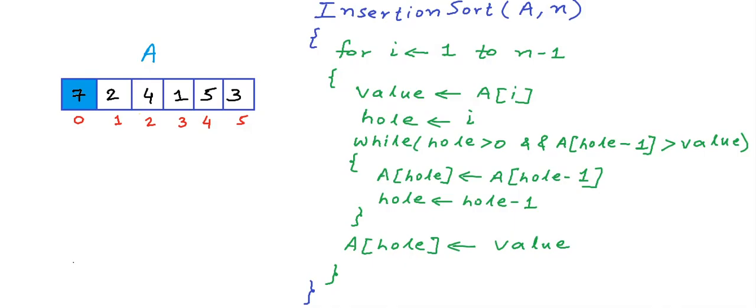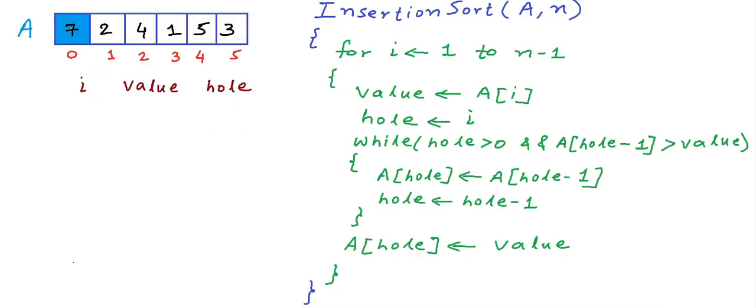I'll quickly walk you through this particular code and show a simulation with this particular example. So we are running this code with this particular array. We will start with i equal 1. So value will be 2 and hole will be index 1. And now we come to the while loop. Hole is not 0, so we can be sure that there is an element before it, and we can access the element at index hole minus 1. Hole minus 1 is 0, and the element there is 7, which is greater than the value 2.